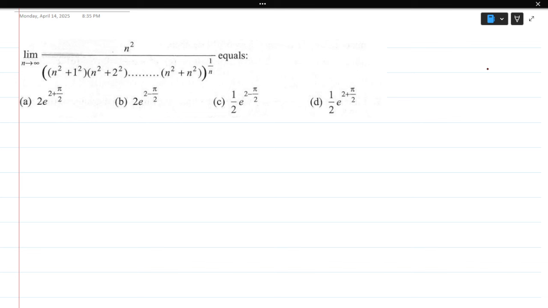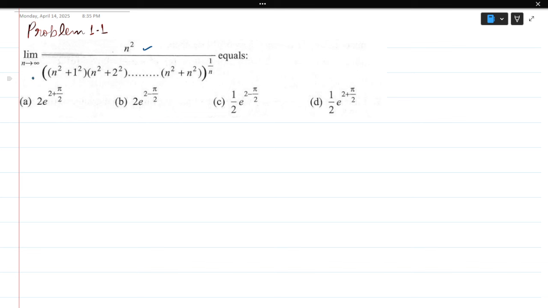So today we are going to talk about one of the questions, which is our problem 1.1. Okay, so what does this problem say? This problem says: limit n tending to infinity, in the numerator we have n square, and in the denominator such a kind of continued product has been given. So let's try to change this.